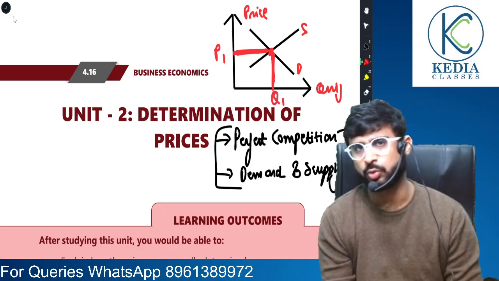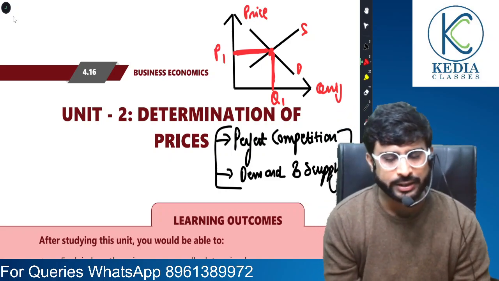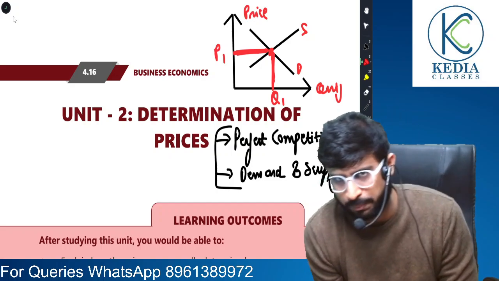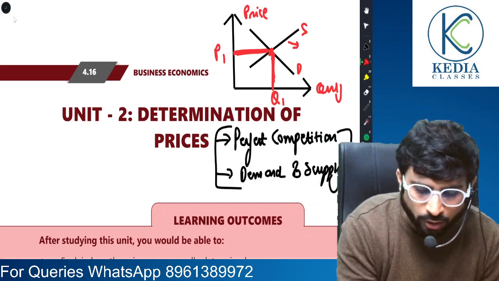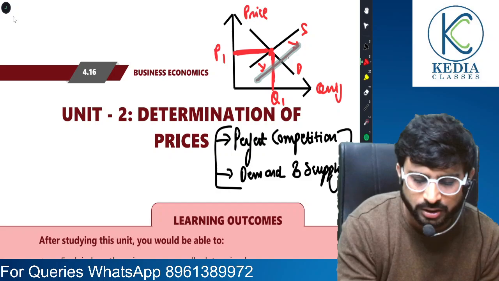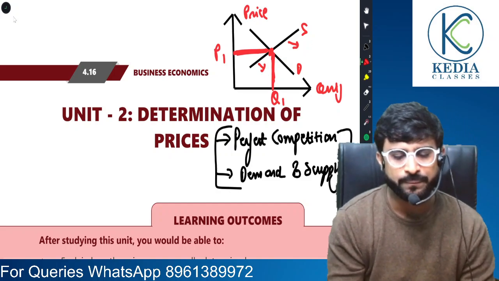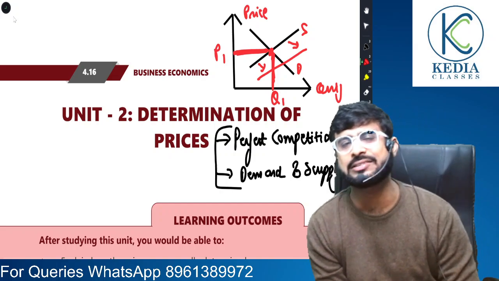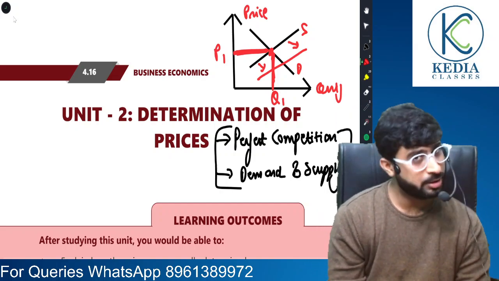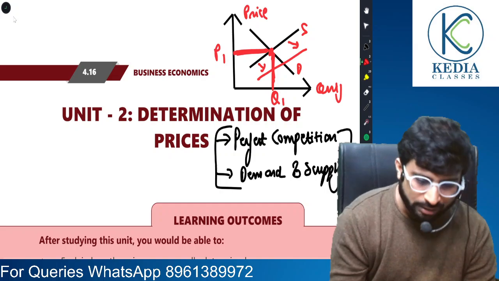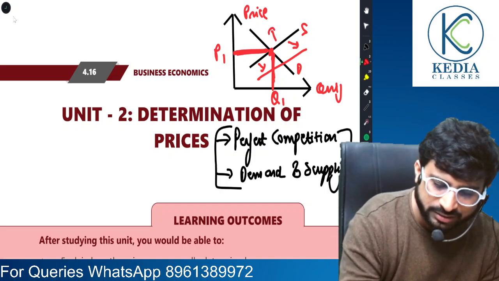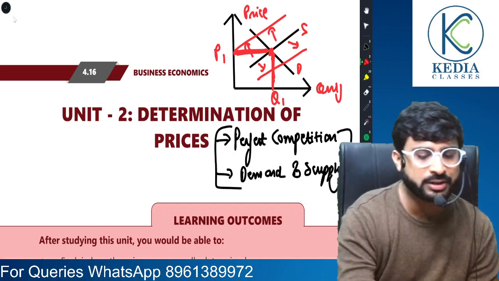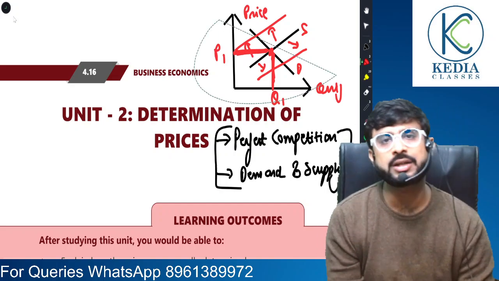Now, friends, what I am telling you is that whenever there is an increase in supply, there is a rightward shift of the supply curve. As you can see here, there is a rightward shift of the supply curve. And remember, whenever there is a decrease in supply, there is a leftward shift of the supply curve. You got to remember these things, friends.